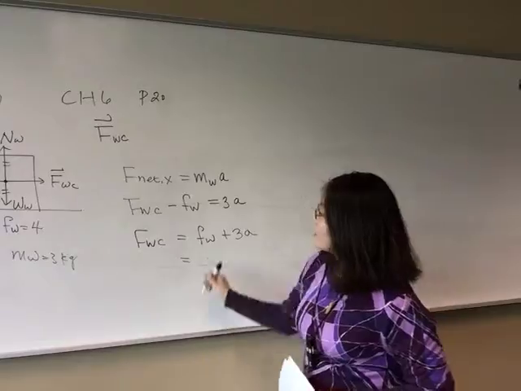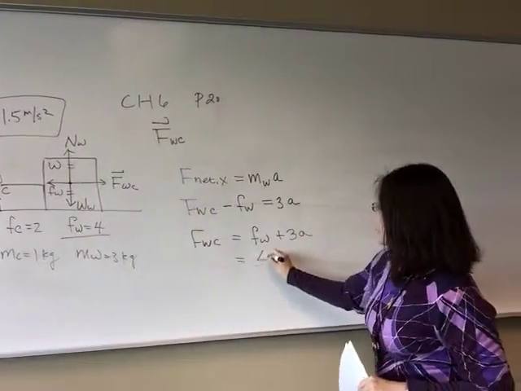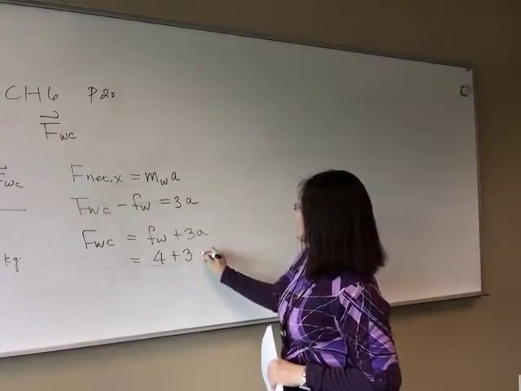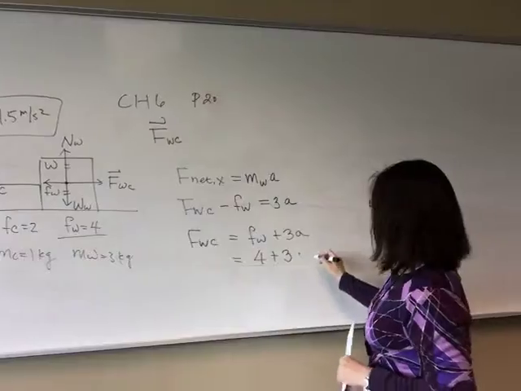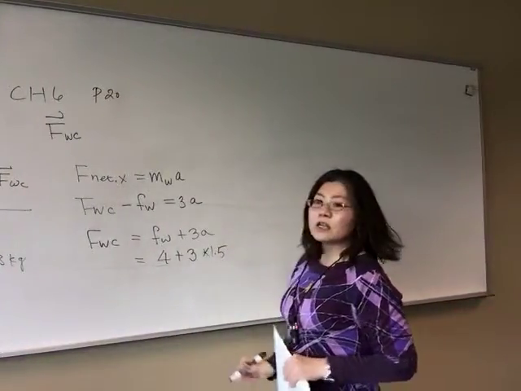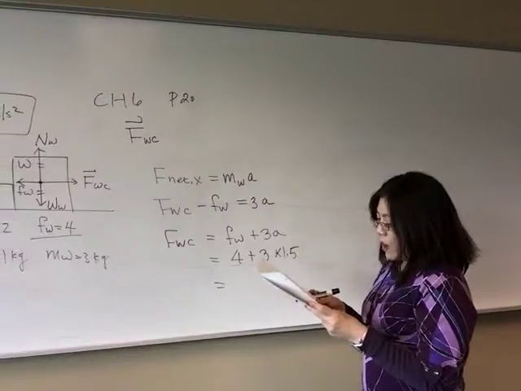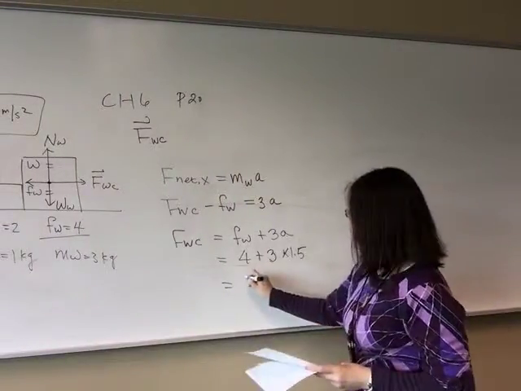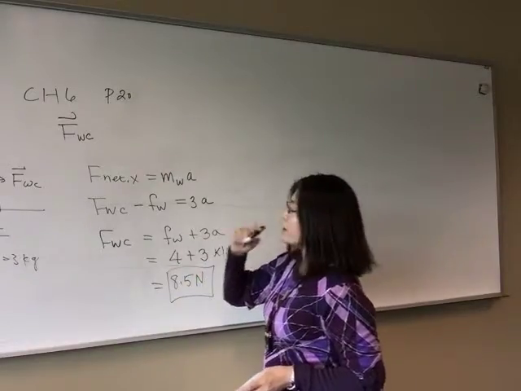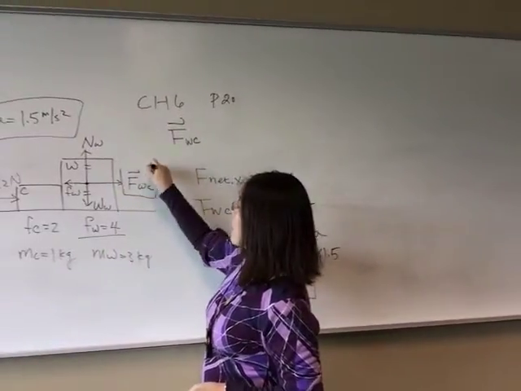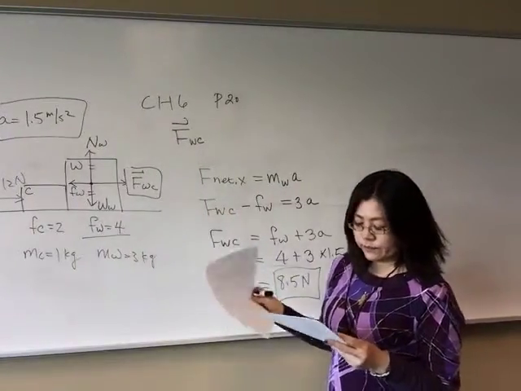So what is your FW? Your FW is given. That's 4 Newton, plus 3 times the acceleration. The acceleration, we calculated to be 1.5, so multiply that by 1.5. When you do that, the force acting on the weighted box will be 8.5 Newton. So this is the force acting on the weighted box by the material box.